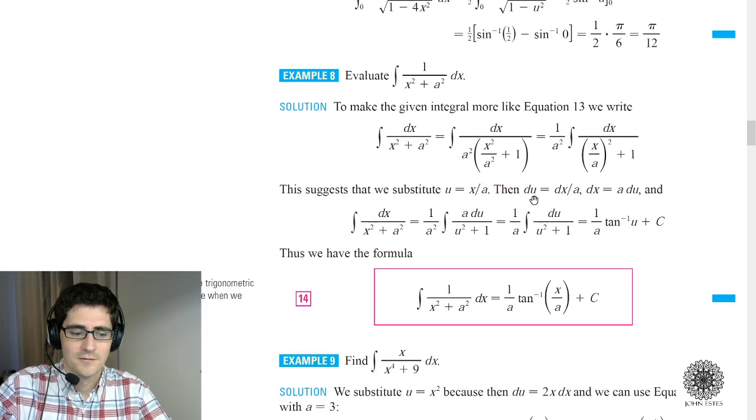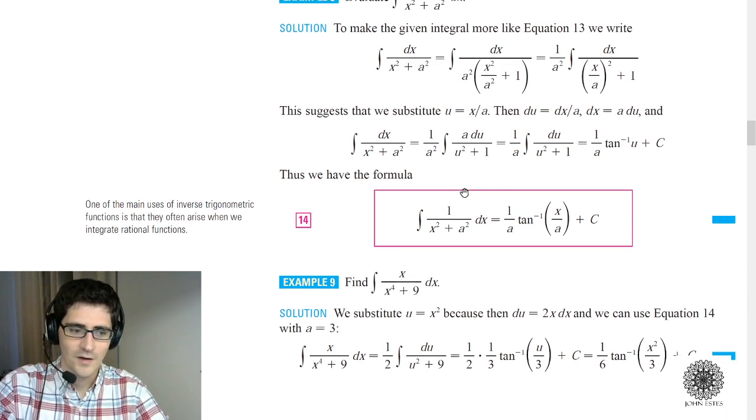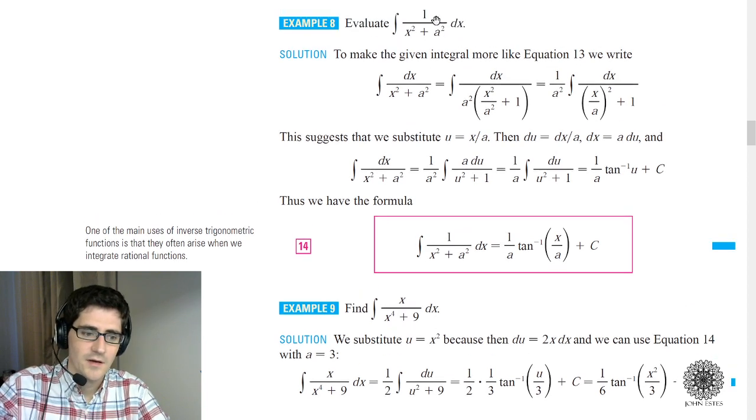All right, example 8. We are going to derive this formula here. The integral of 1 over x squared plus a squared dx, so this is a more general version of the tan inverse integral, is 1 over a tan inverse x over a plus c. How on earth do you get that? Good question. I'll show you. All right, so in example 8 here, we have the integral of 1 over x squared plus a squared dx.